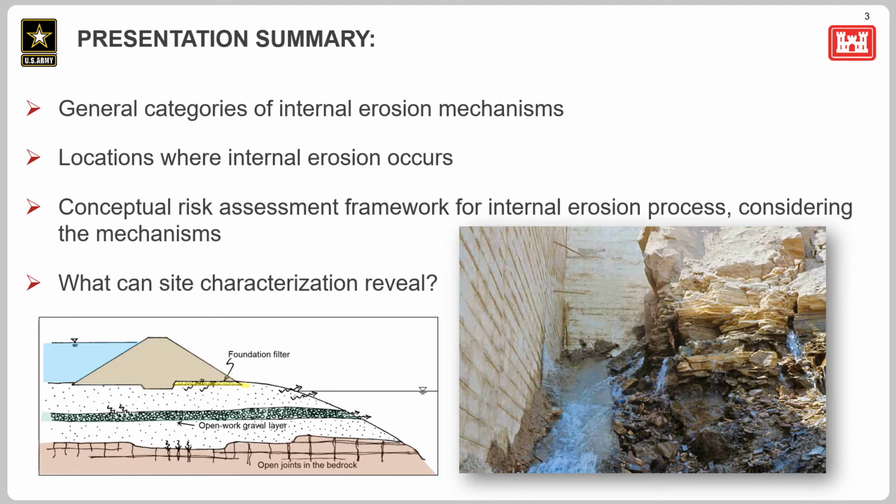Today we'll talk about what internal erosion is, how we categorize it by mechanism, and the locations where various mechanisms of internal erosion can occur. We'll touch on how we break down the internal erosion process from within the risk assessment framework, considering which mechanisms are feasible for site conditions. Throughout all this, we'll be discussing how site characterization is the basis for determining whether internal erosion poses a risk at a site. And hopefully I don't have to say internal erosion 1 million more times because it's quite tongue-tying for me. But we'll see.